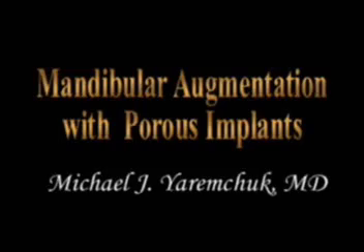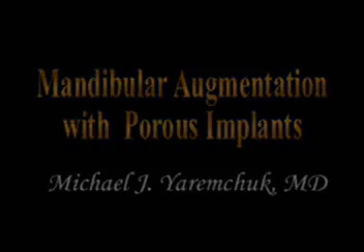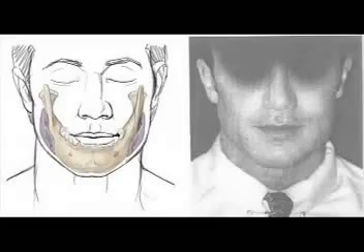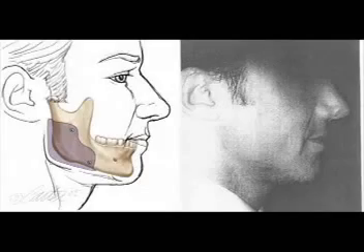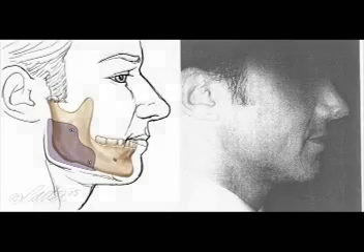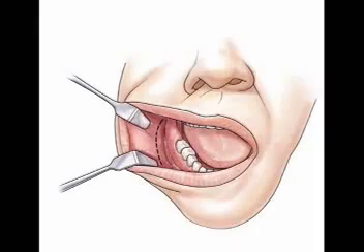The body, the ramus, and the angle of the mandible can be augmented with alloplastic implants. This is done to increase the width of the lower third of the face, to increase its angularity, and to generally augment a hypoplastic mandible.